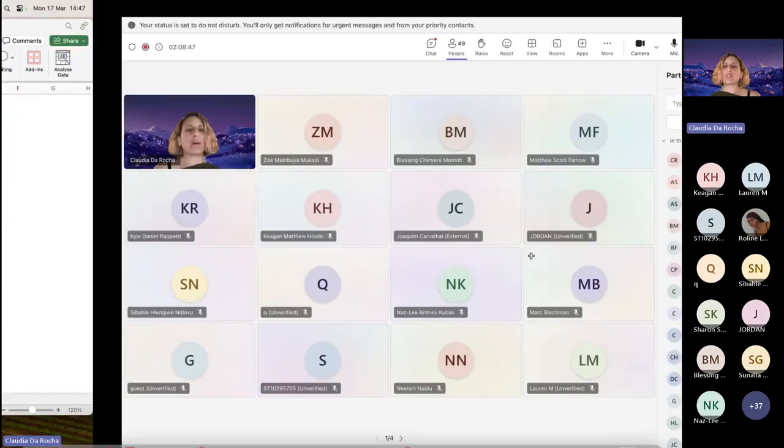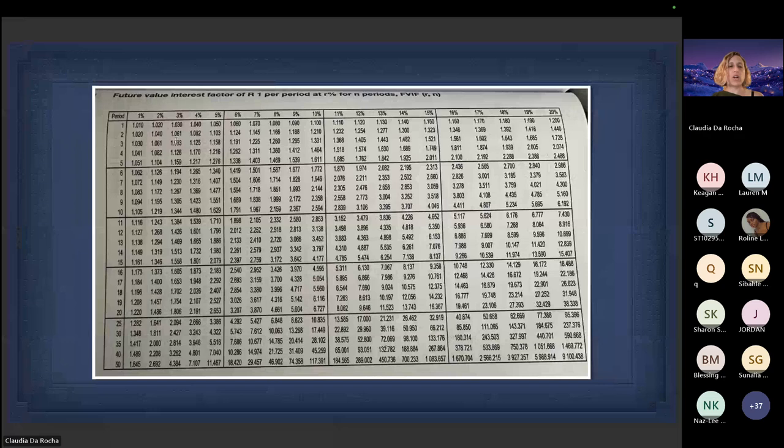So then I go back to my table. I go to 1, interest where it's 12, and I get 1.120.